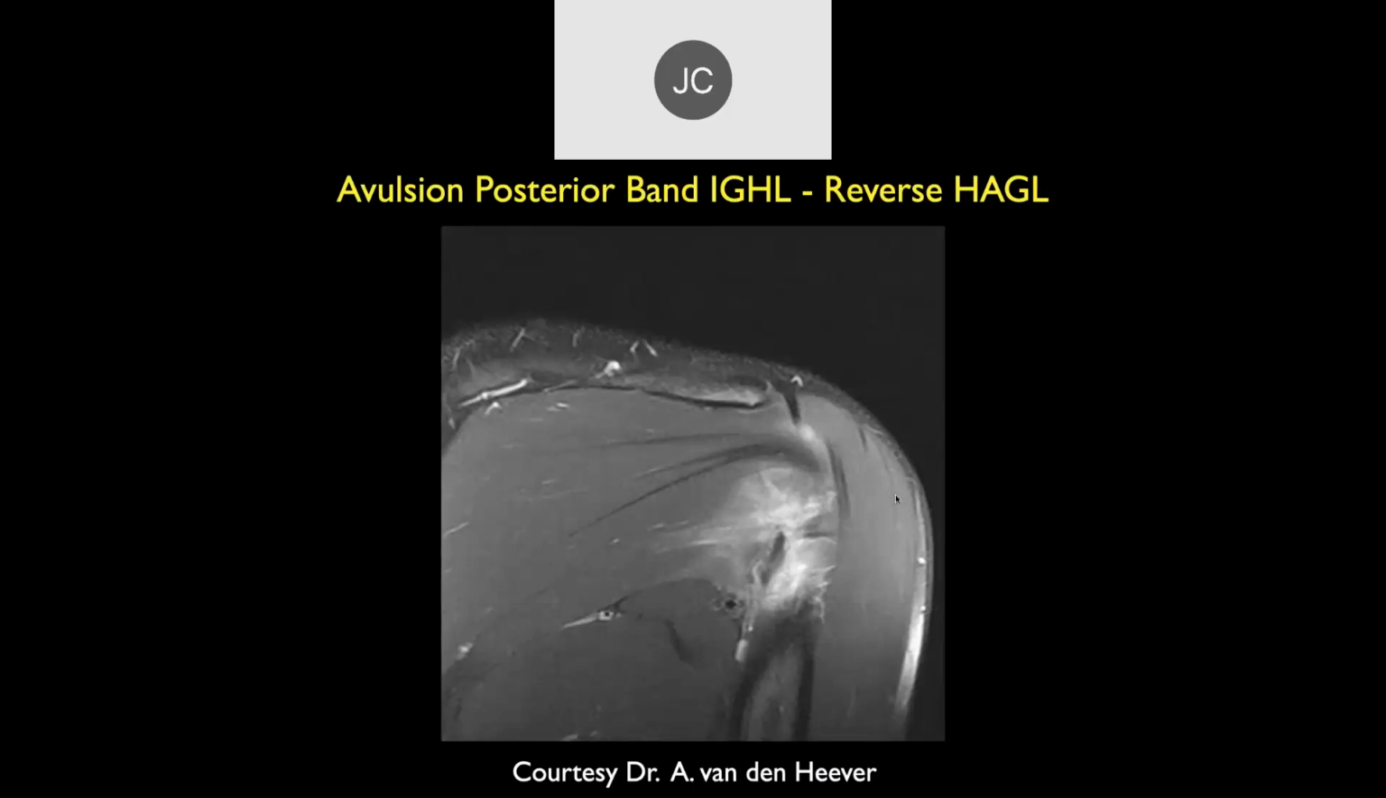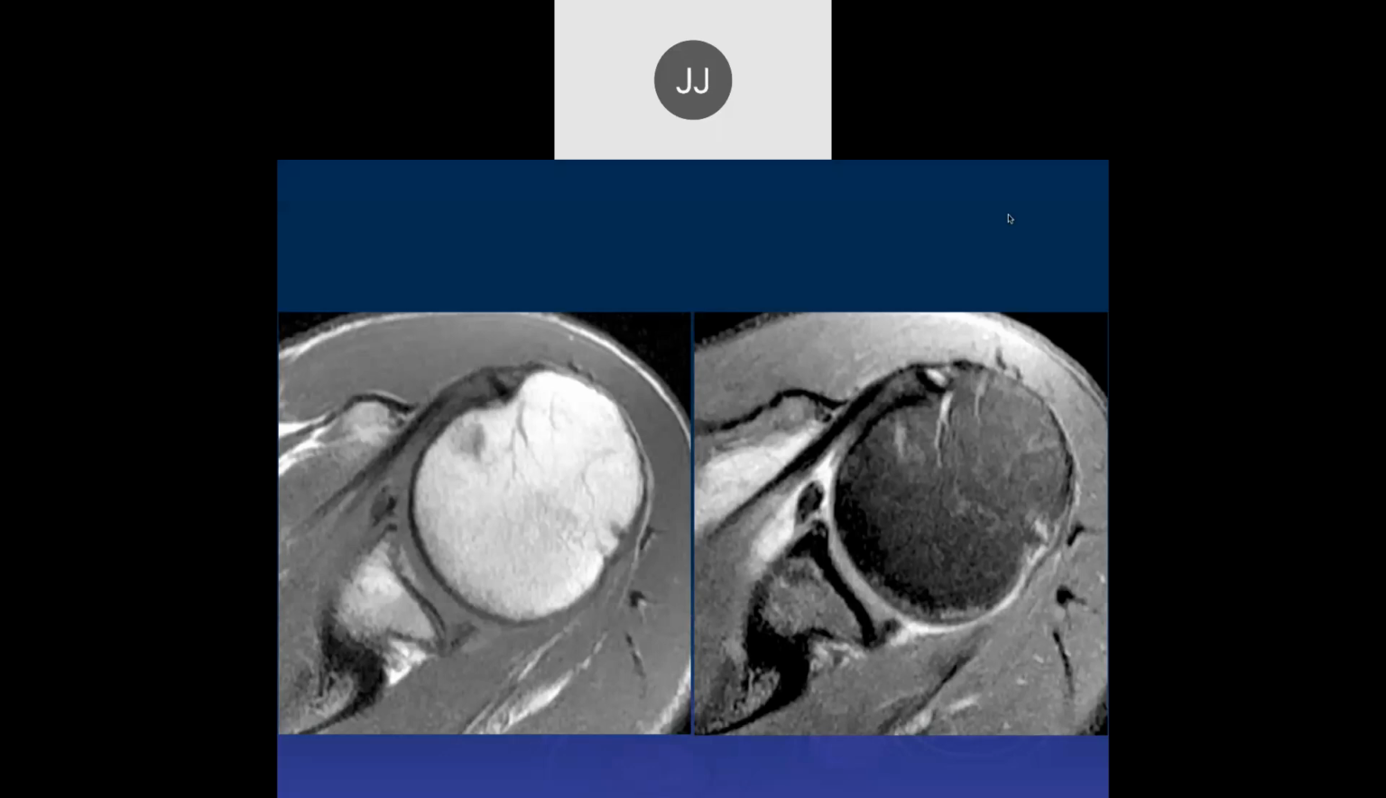So this is called a reverse Hegel. This is an avulsion of the posterior band of the inferior glenohumeral ligament from the humerus. So it's a reverse Hegel lesion. That procedure is much easier to do open with a small incision. Most orthopods will do it open rather than arthroscopically, repairing the avulsion from the neck of the humerus. Thanks, John.